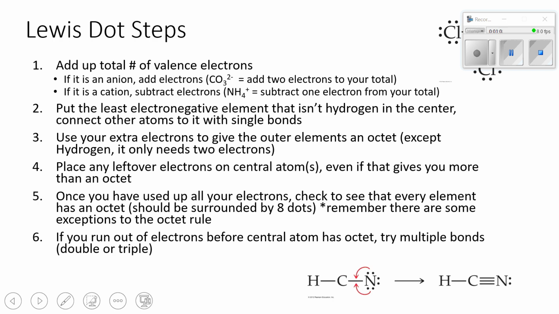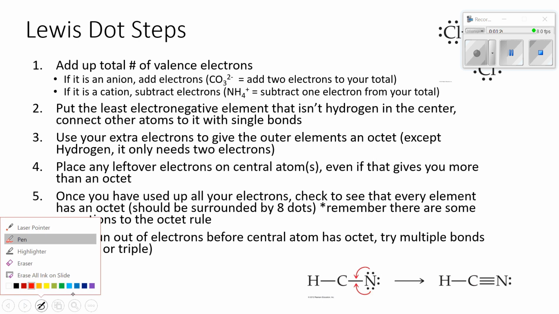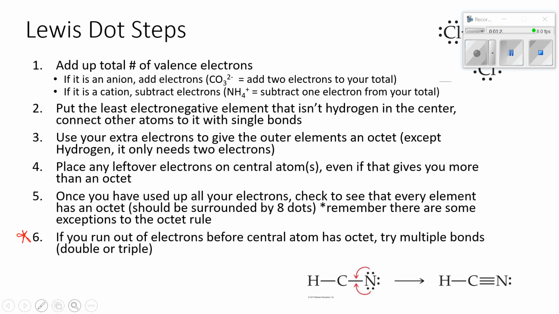Here are the steps for drawing a Lewis dot structure, so you can review these as you need. The one thing that I want to remind you of is that using a double or triple bond is your kind of last resort here. So let's say that we are drawing the Lewis dot structure for HCN. First step, you're going to add up the number of valence electrons. So there's 1 from the hydrogen, 4 from the carbon, 5 from the nitrogen. That's 10 electrons total. You're going to put the least electronegative element that isn't hydrogen in the center.